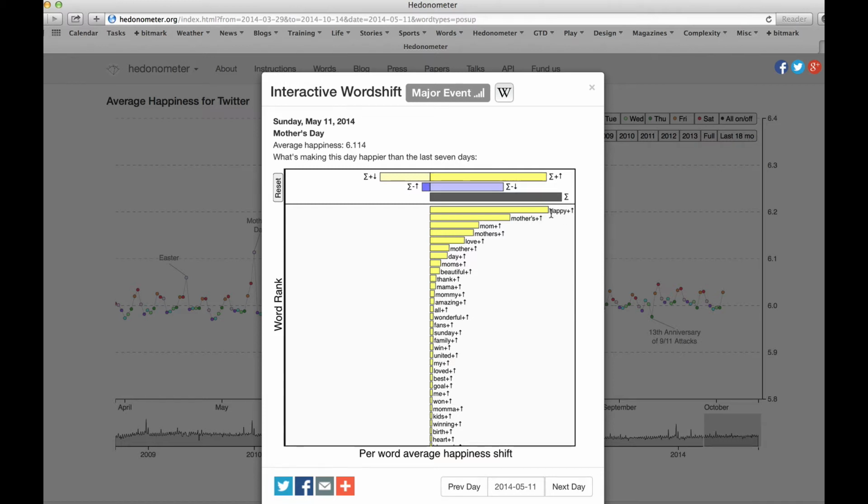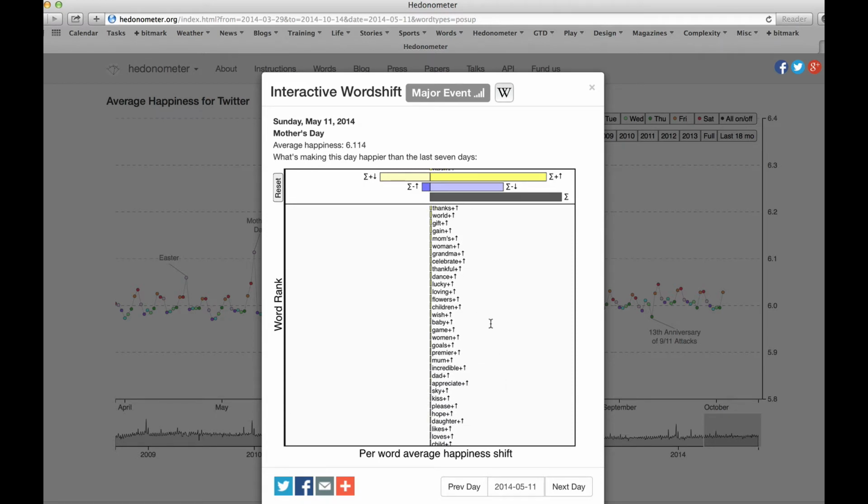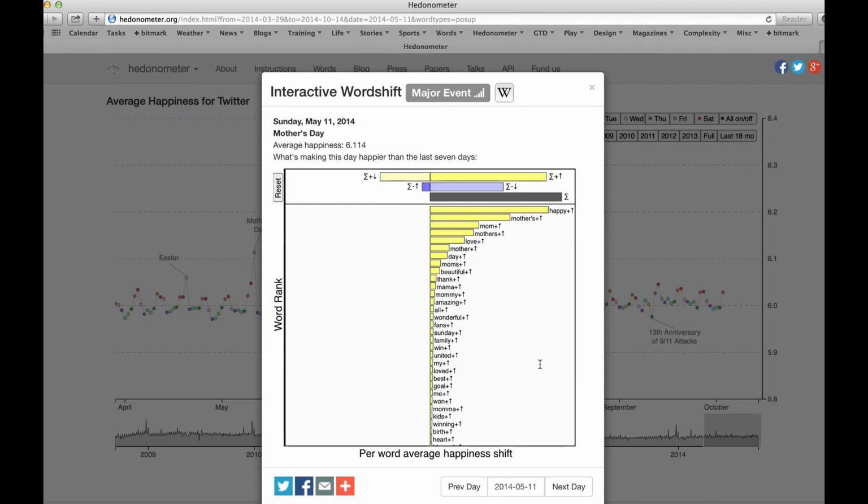So unsurprisingly, there's happy and mothers and mum. There are all these different versions here. But other things start to move in. Kids is mentioned. There's some sports floating around here, fans and United. Mommy and mama. You can scroll up through these pieces. Celebrate, grandma is mentioned down here. Flowers. These are all positive pieces, so these are helping this day appear happier by our measure.